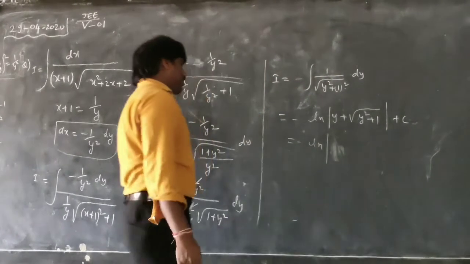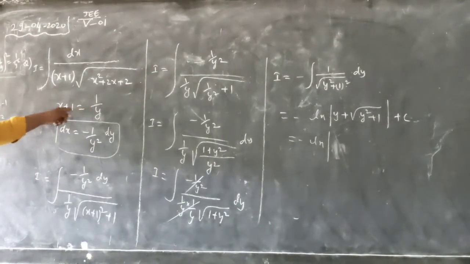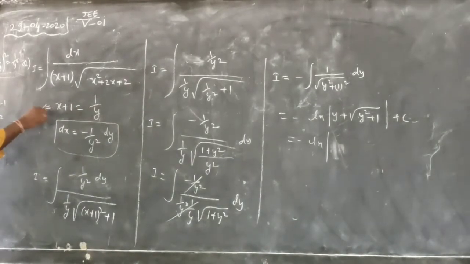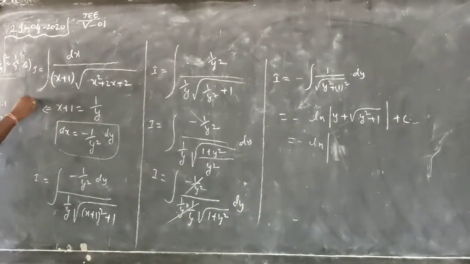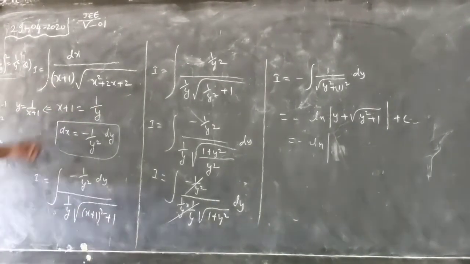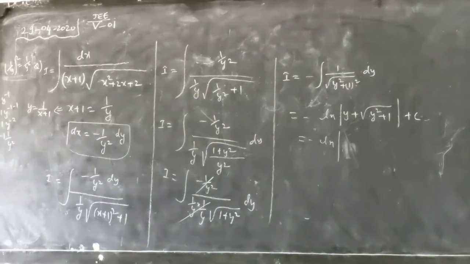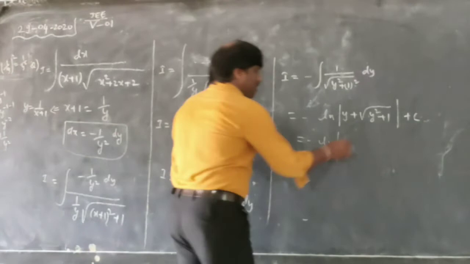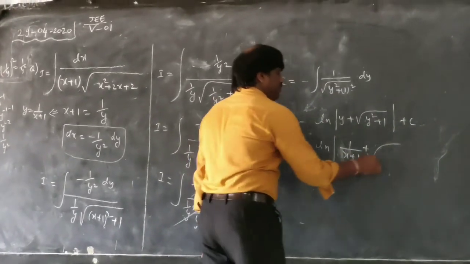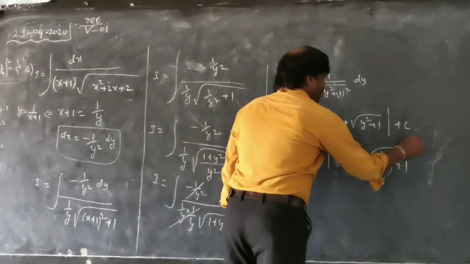Let's substitute the y value. What is y here? You can see here, if x plus 1 is 1 by y, then y will be 1 upon x plus 1. This is the reciprocal, right? Y is nothing but the reciprocal of x plus 1. So we can write it as 1 upon x plus 1 plus under root of 1 upon x plus 1 whole square plus 1, plus c.